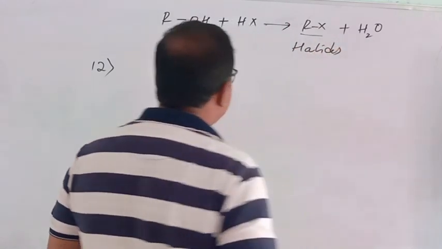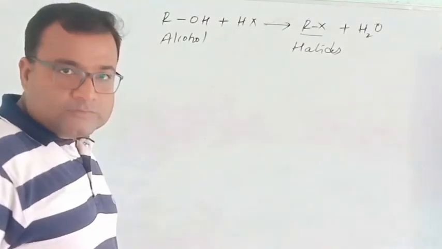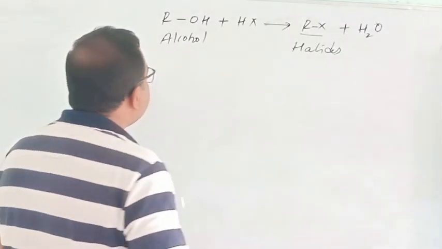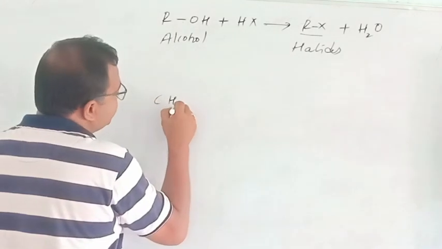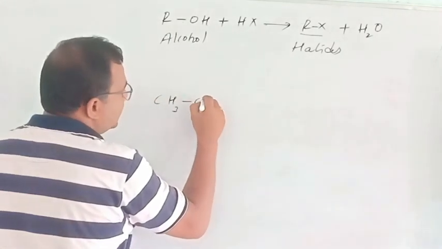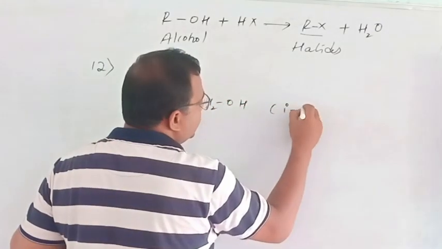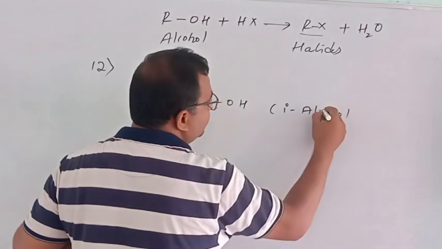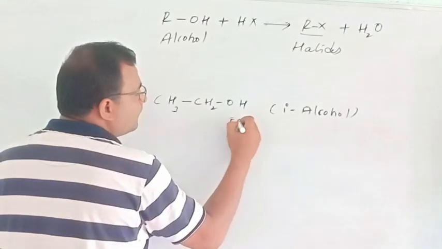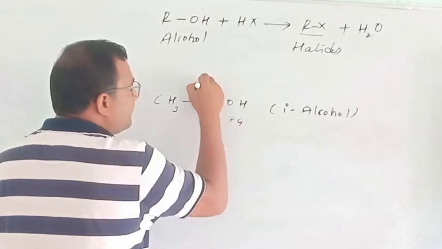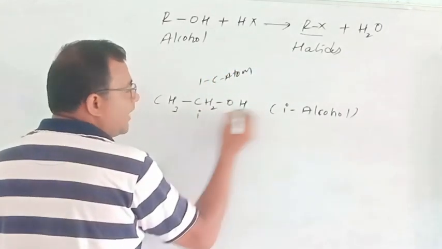Alcohol to alkyl halides. Alkyl alcohol to alkyl halides. This reaction follows nucleophilic substitution. Now, CH3CH2OH is called a 1 degree alcohol. Why 1 degree? Because the functional group is connected to only one carbon atom.